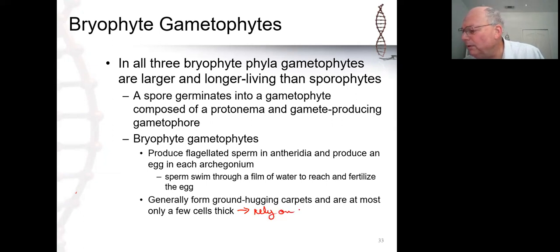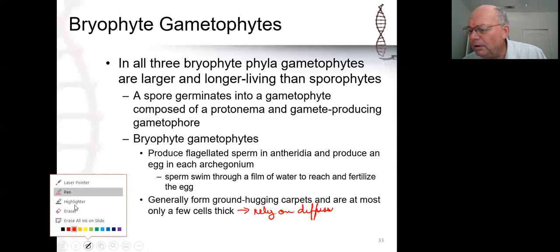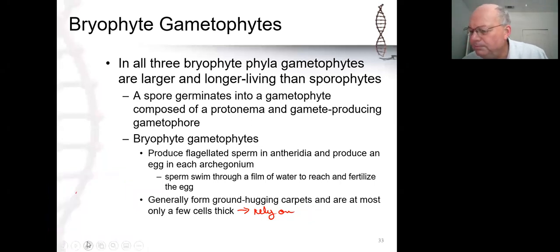They rely on diffusion. And because they're relying on diffusion, that limits them to movement over a couple of cell distances. Diffusion as a process usually is only effective over a distance of about 2 to 3 cell diameters.